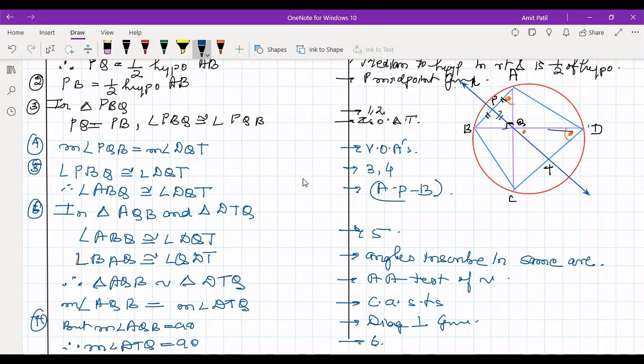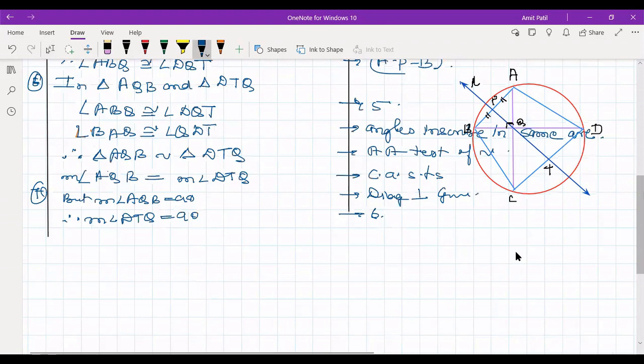Okay, so once I get angle DTQ equals 90, we can tell that this angle DTQ comes equal to 90 degrees. So we can tell therefore line L is perpendicular to segment CD at point T. Hence it is proved.